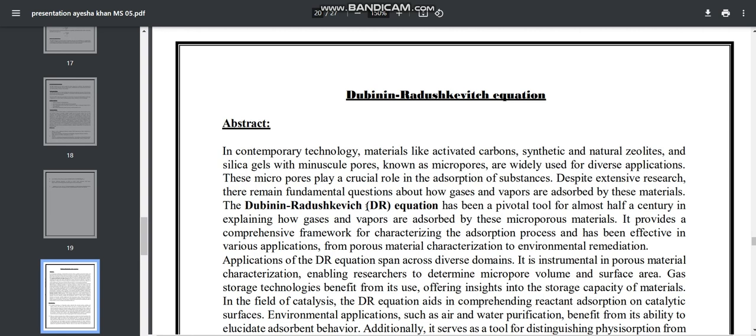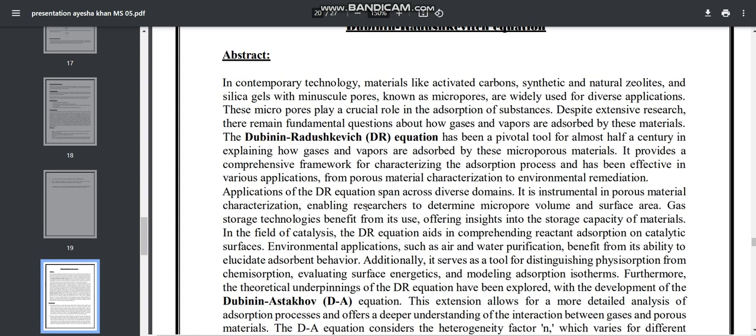DR equation's applications are diverse. It helps in material characterization, providing details about the micropores. It helps in gas storage technologies, offering insight into the storage capacity. In catalysis, it also clarifies how reactants interact with the catalyst. Environmental issues like purifying air and water benefit from the understanding of adsorbent behavior. The DR equation is also used to distinguish between physisorption and chemisorption, evaluate the surface energy, and model adsorption.